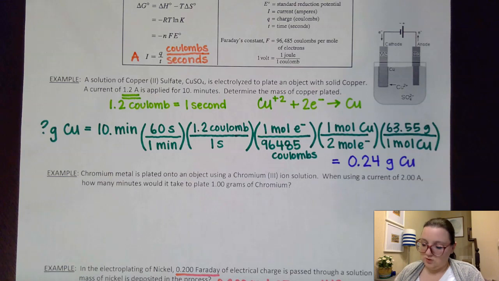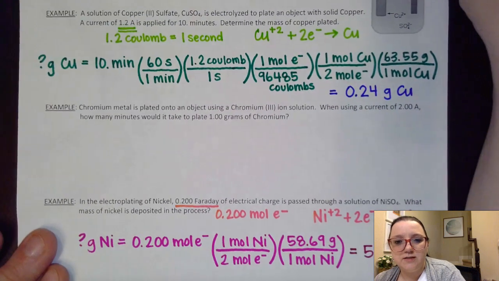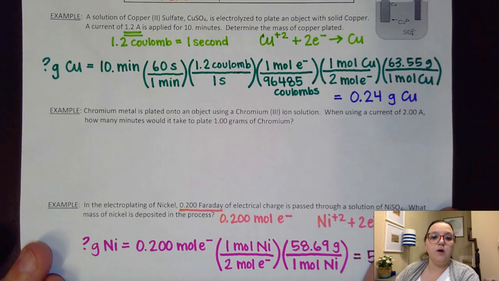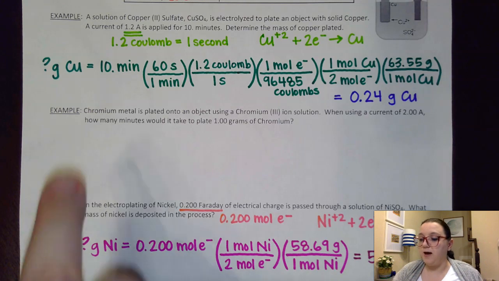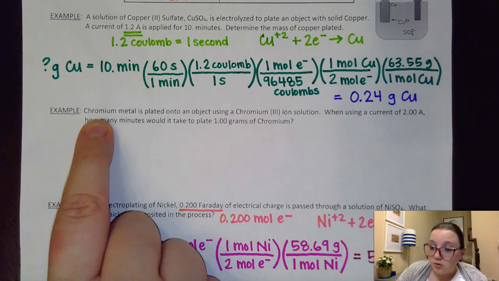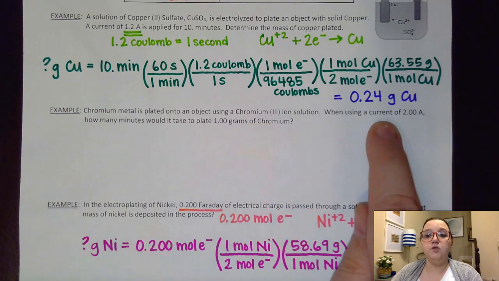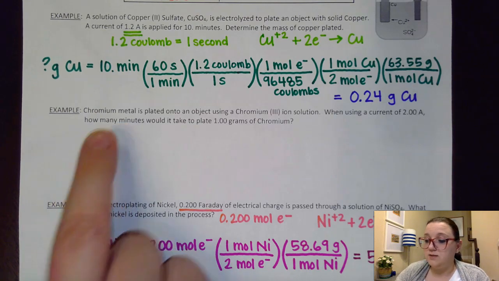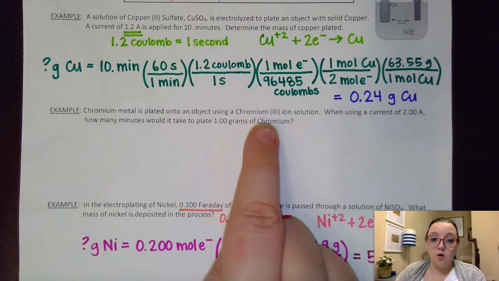All right, I want to see if you can do one now. Okay, so the next example here is a little bit different, but very, very similar. It says here, chromium metal is plated onto an object using a chromium-3 ion solution. So again, we're going to be going back and forth between chromium that's neutral and chromium that has a +3 charge. They give us a current here of 2 amps. But this time, notice what it asks for. Here, it wants how many minutes, it wants the time that it takes to plate 1 gram of chromium.